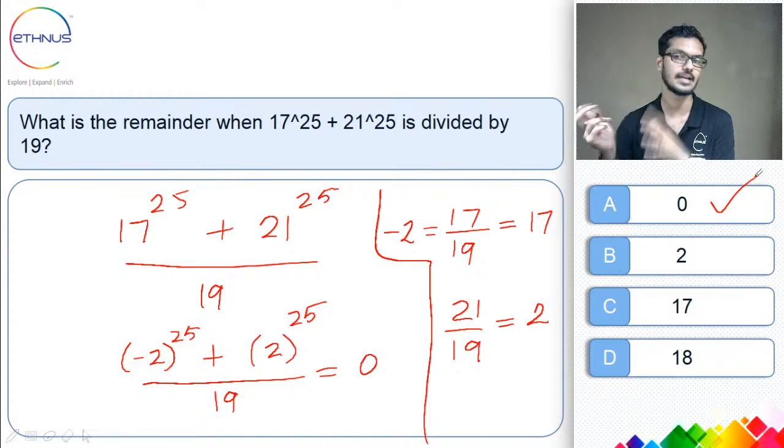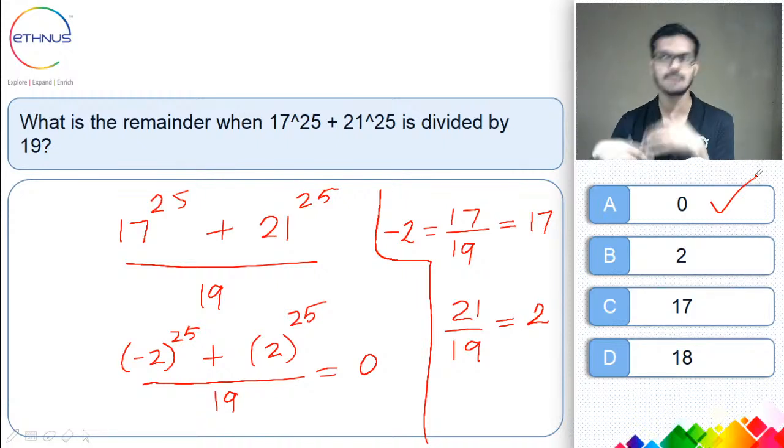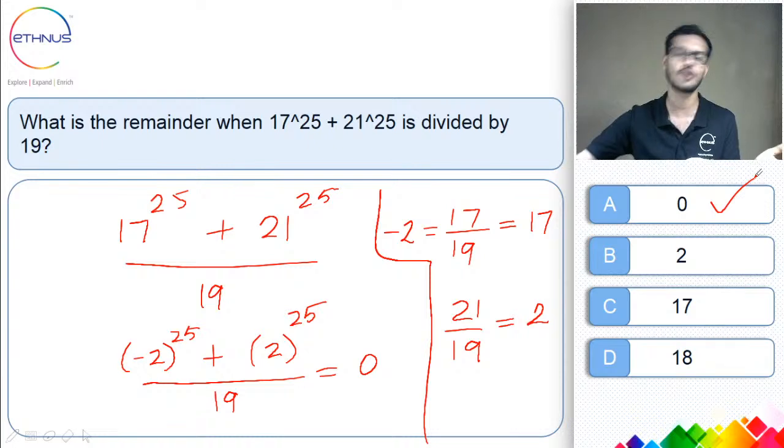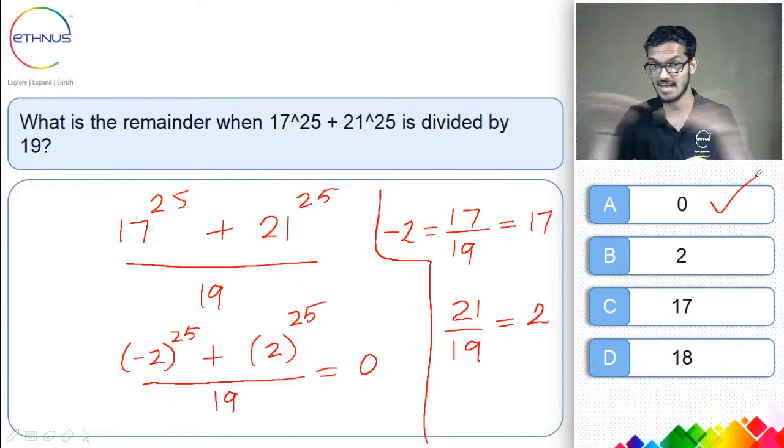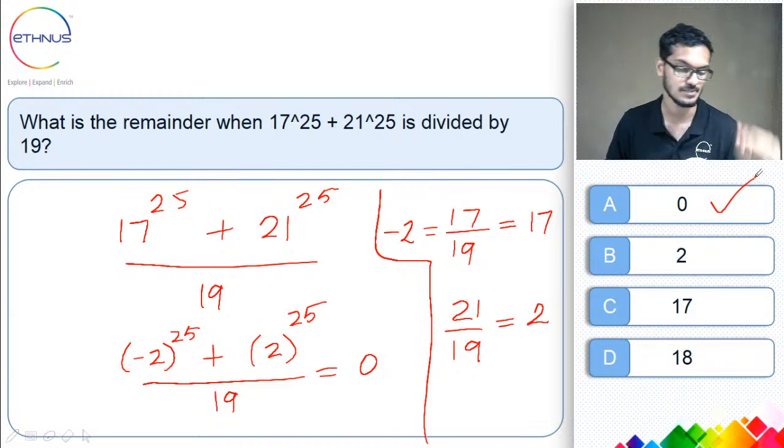Remember, for 17, the negative remainder is minus 2. For 21, the positive remainder is plus 2. So minus 2 to the power of 25 and plus 2 to the power of 25 cancel out, and you get the answer as 0. So option A is the correct answer for this particular problem.